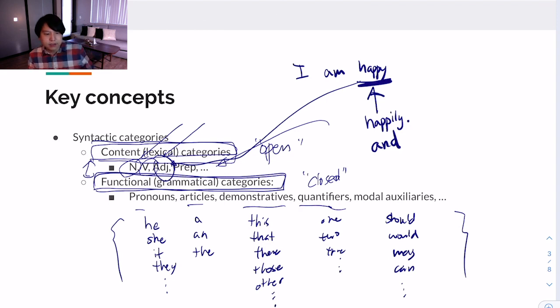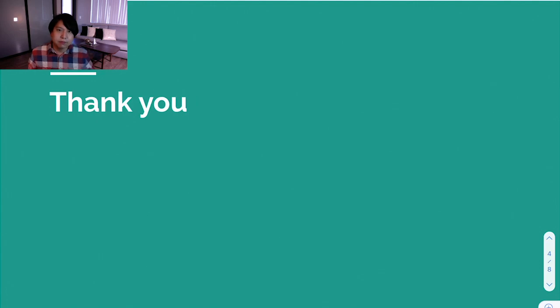So yeah, those are two different major syntactic category classifications. Okay, thank you. That was kind of quick.